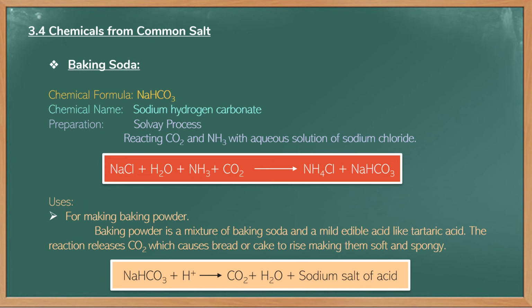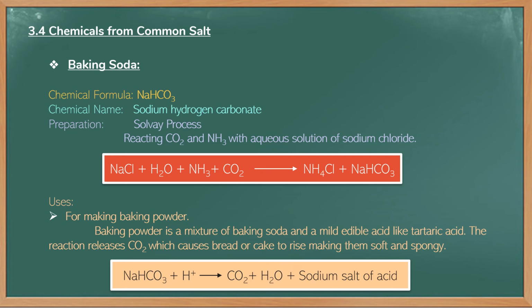The chemical name of baking soda is sodium hydrogen carbonate. Is represented by the formula NaHCO3. It is prepared by Solvay process, reacting CO2 and NH3 with aqueous solution of sodium chloride. The chemical equation is represented here.